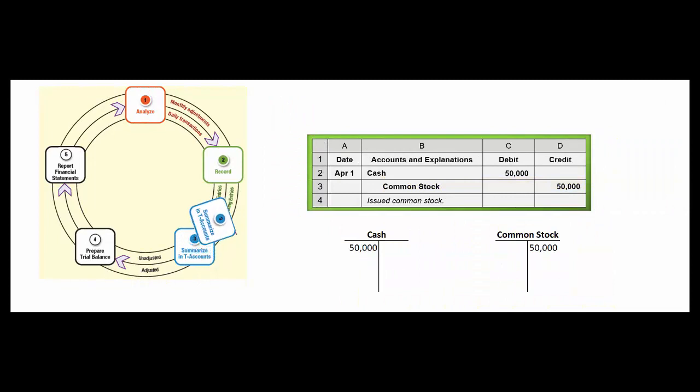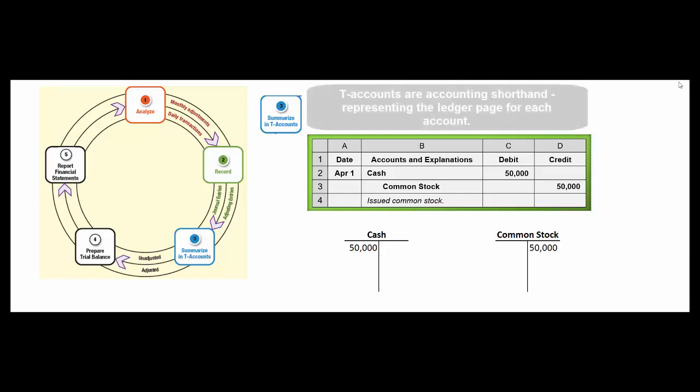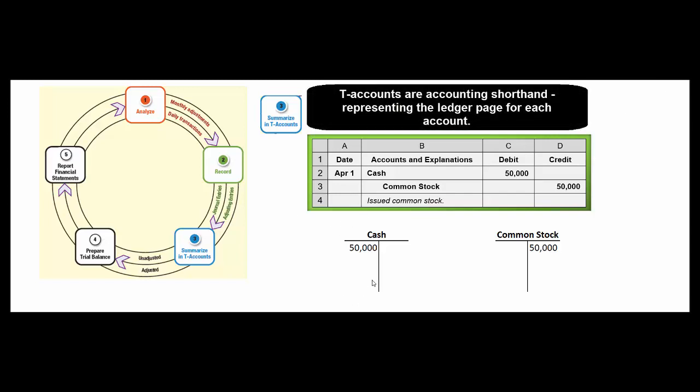Once we've recorded all the transactions that happen to us over, say, the course of a month, we have everything in chronological order, but that's not very useful. We reorganize that data in step 3 of the accounting cycle when we summarize things in the T accounts. T accounts represent our general ledger accounts. Every account, like cash, like accounts receivable, like accounts payable, like common stock, will have a ledger account, and we use the T account as a shorthand representation.